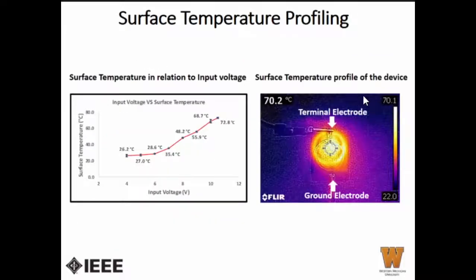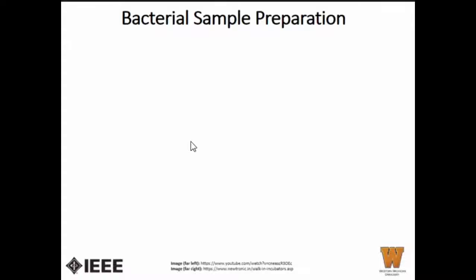We have done surface temperature profiling using a thermal camera, and with different voltages that we apply, we have measured the temperature of the surface. From 4 volt to about 10 volt, we have done the characterization, and the temperature ranges from 26 to about 70 degrees centigrade. Our aim is to bring the system to operate around 40 degrees centigrade, so not to be too hot. However, we will see that even at around 60 or 70 degrees centigrade, it's not a problem.